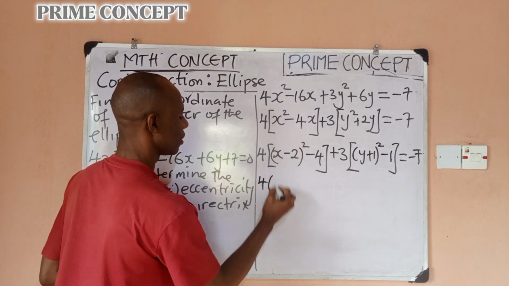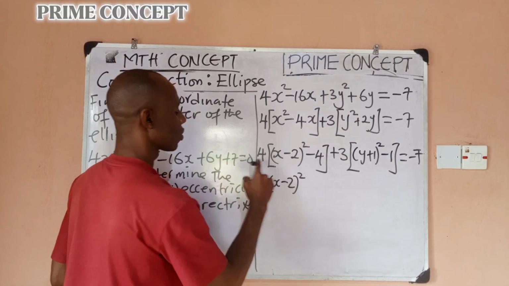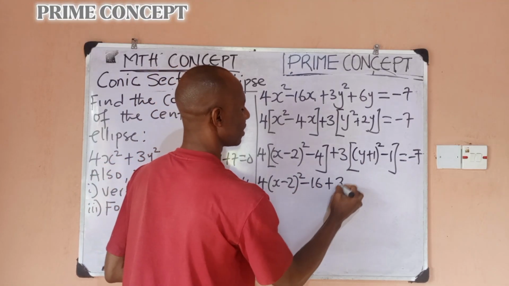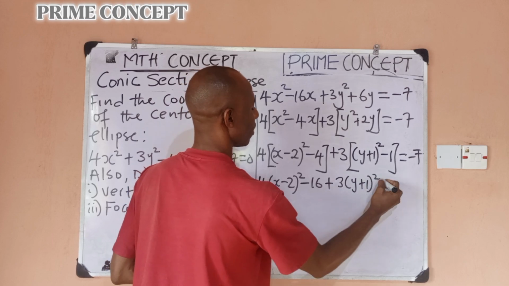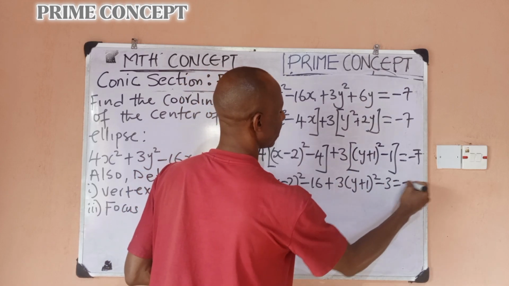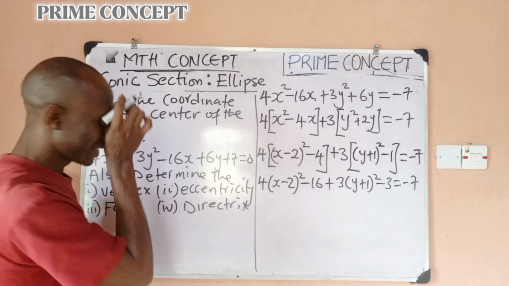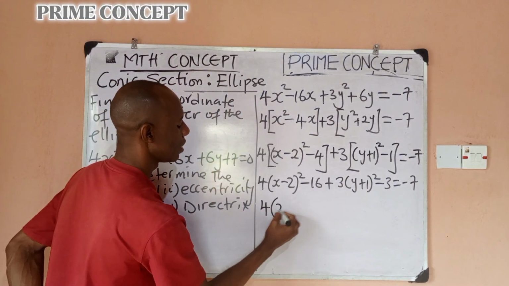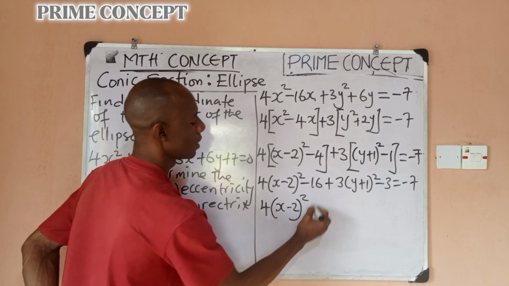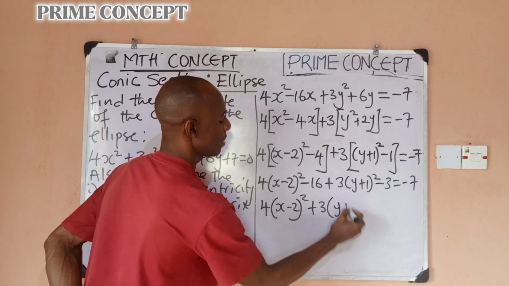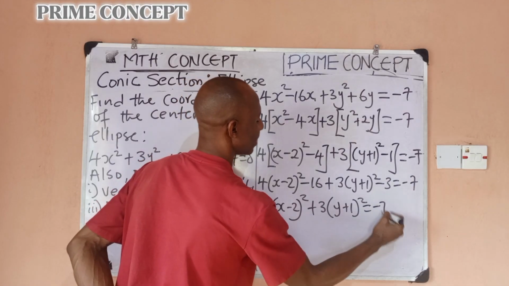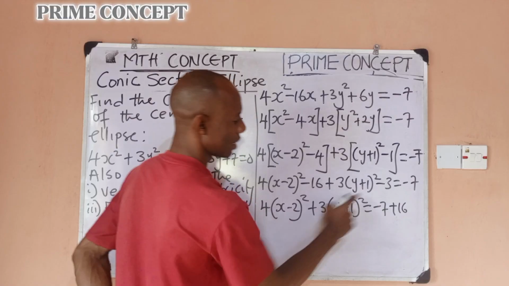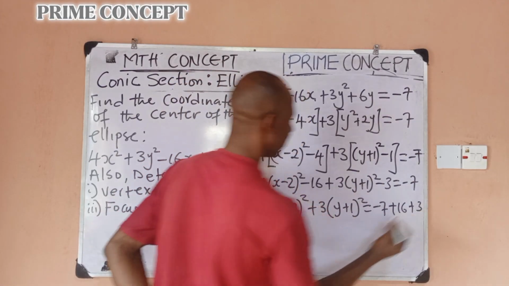So I'll have 4 into x minus 2 all squared. 4 times this is minus 16. Then plus 3 by this is 3 into y plus 1 all squared. 3 by this is minus 3 equals negative 7. So the next thing, I want to push all these constants to the other side. So I'll be left with 4 into x minus 2 squared plus 3 into y plus 1 squared equals negative 7. And when this negative 16 crosses, it becomes plus 16. When this crosses, it becomes plus 3.